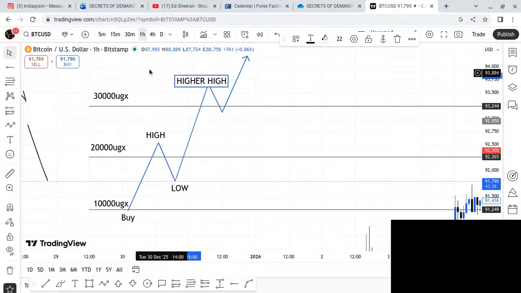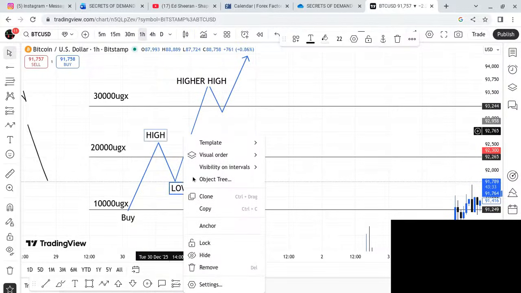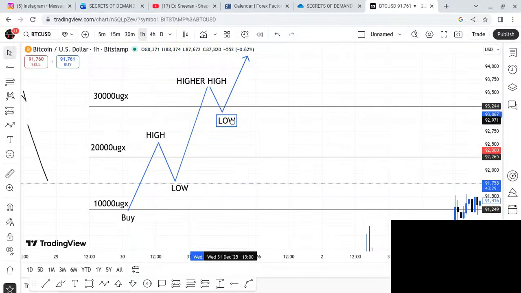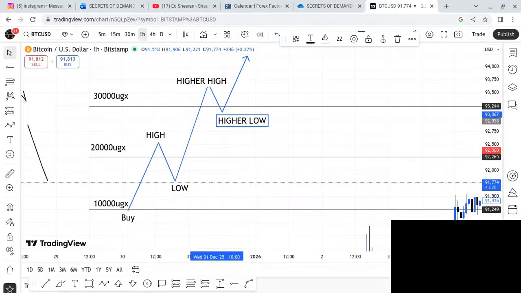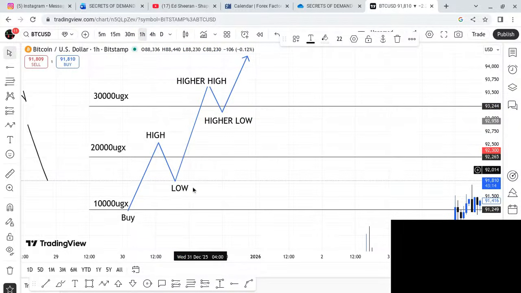The reason why it's called a higher high is just because it's a high above this previous high, and you're going to be having what we call the higher low. The reason why it's the higher low is that it's a low but above this low.